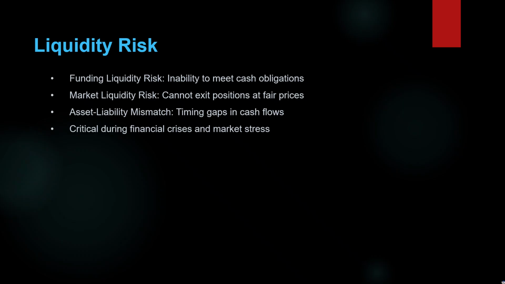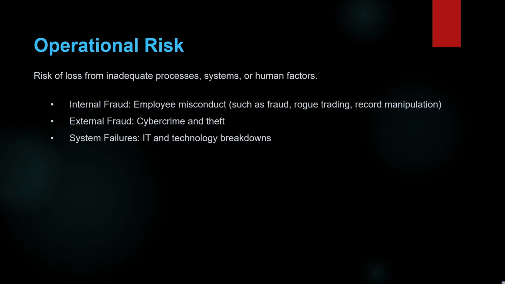Here is the key insight. Liquidity risks become critical during financial crises and market stress periods. Many institutions that failed during 2008 didn't fail because they were insolvent, they failed because they ran out of liquidity. Lehman Brothers is the prime example. This is why stress testing and liquidity coverage ratios like the LCR and NSFR are now central to banking regulations under Basel III. We will discuss these concepts later.